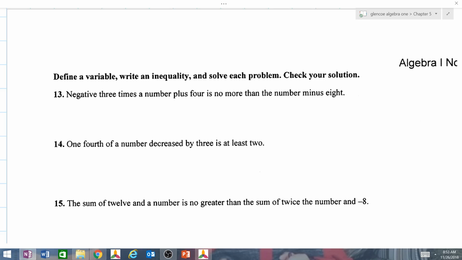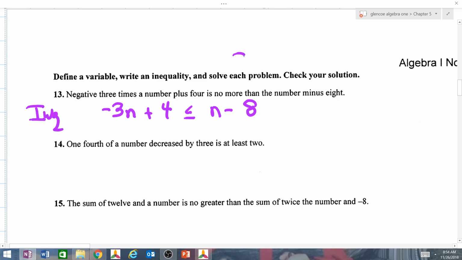So negative 3 times a number plus 4 is no more than, so which symbol am I going to use? Less than or equal to, or greater than or equal to? Less than or equal to the number minus 8. So there's your inequality. So there are two answers: write the inequality, and then the next one is solve it. Are y'all with me? Can we all solve it from there?